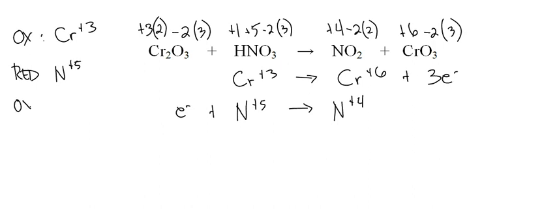Alright, so again, determining who the agents are, look at who is allowing the other thing to be oxidized if we're looking for the oxidizing agent. Therefore, since the nitrogen is reduced, it's allowing the chromium to be oxidized. Therefore, the oxidizing agent is the nitric acid. And you'll find out that actually nitric acid is a very nice oxidizing agent as we talk more and more about these throughout the year.